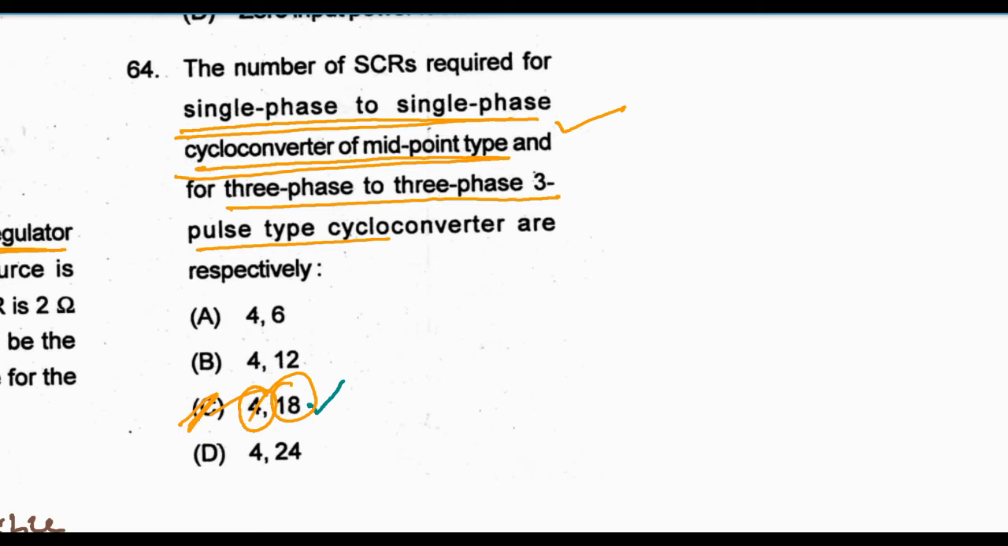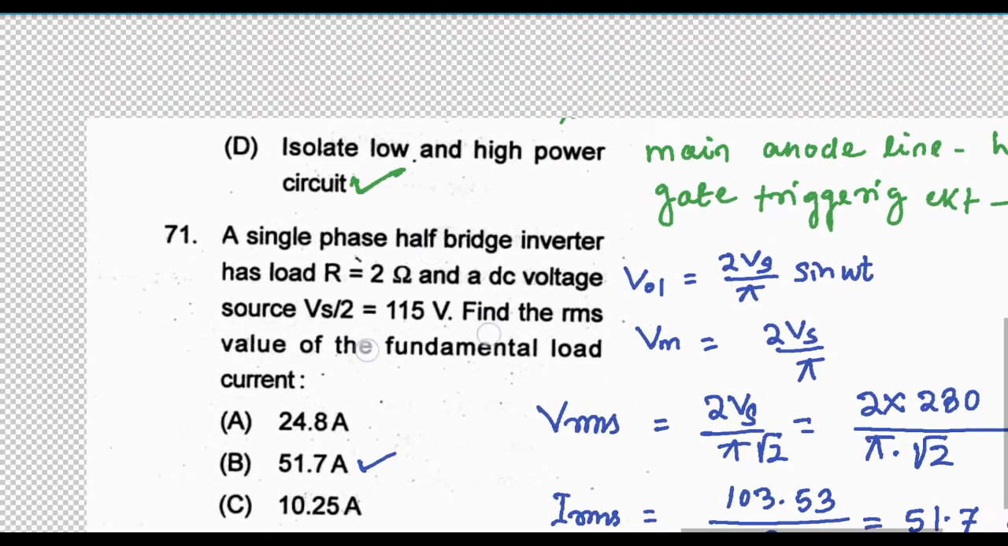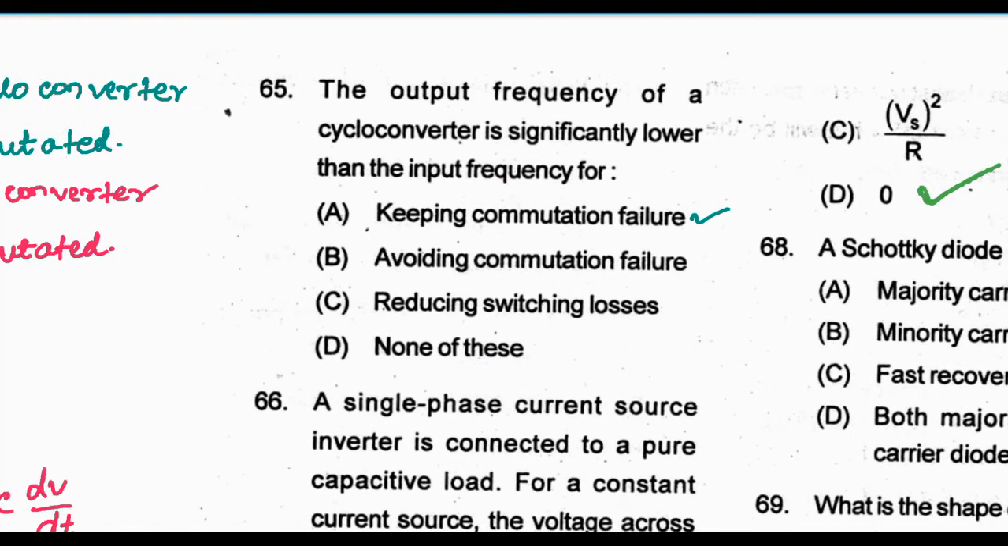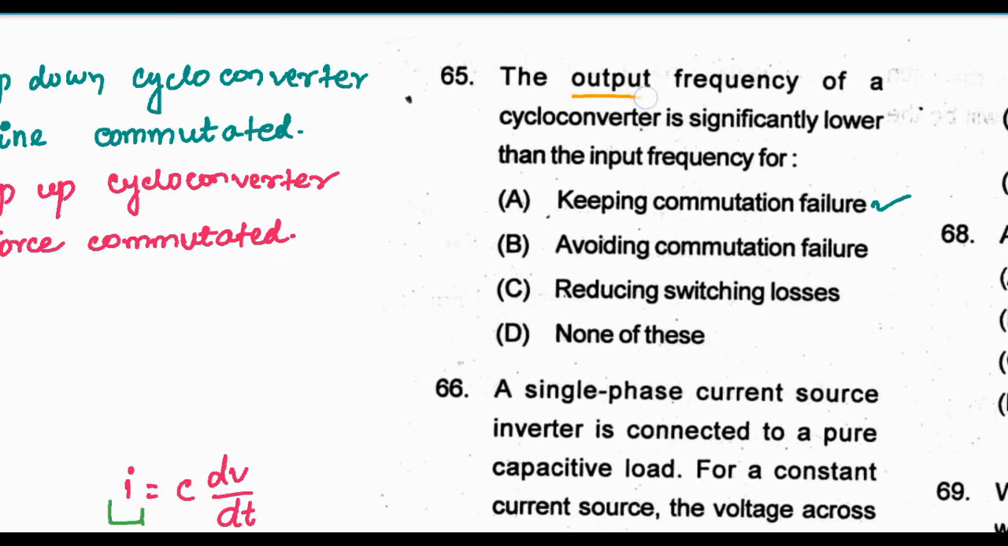Next question is question number 65. The output frequency of a cycloconverter is significantly lower than the input frequency for option A, keeping commutation failure, B, avoiding commutation failure, option C, reducing switching losses, option D, none of these. In this question, the output frequency of a cycloconverter is significantly lower than that of the input frequency. So what is the work of a cycloconverter? It converts one frequency to another frequency in case of an AC voltage source.